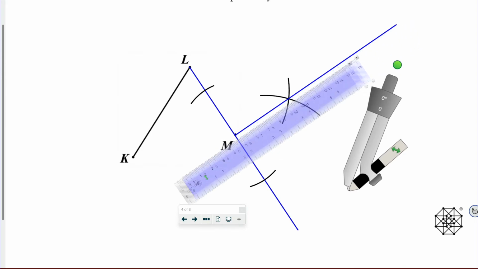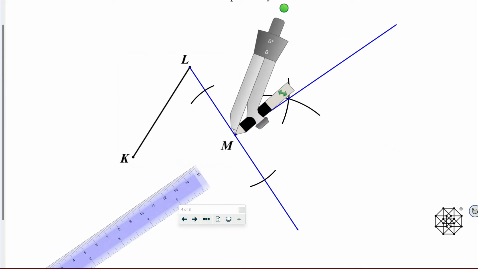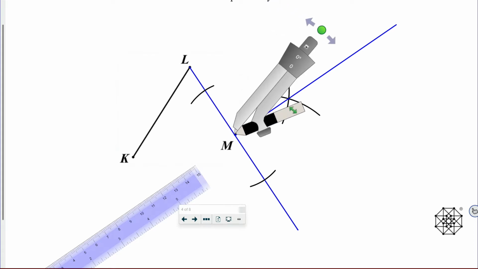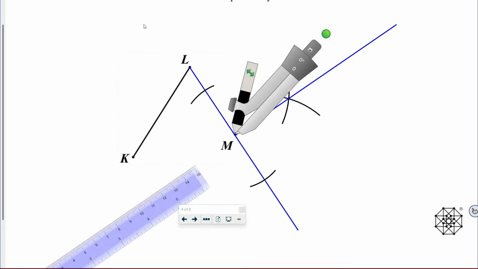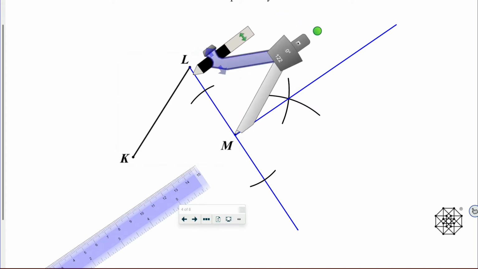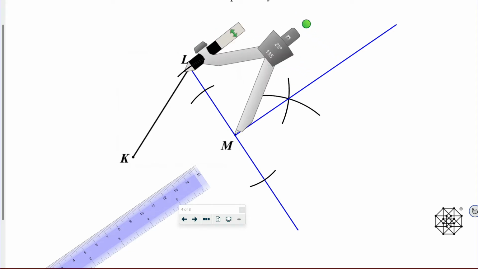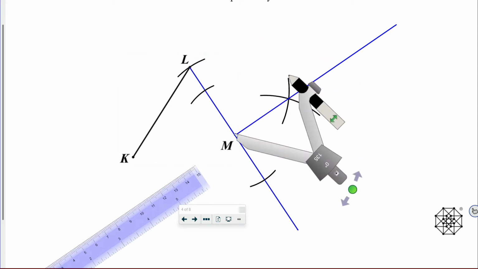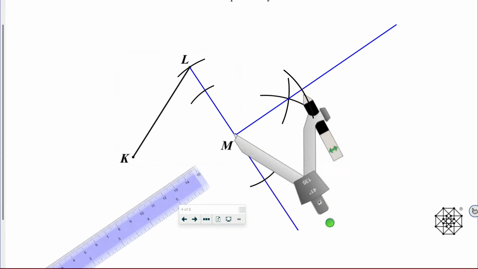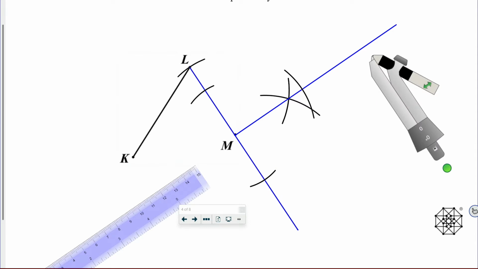Okay, so what we now know is that the image of point L must lie somewhere along that line segment that I just drew. So let's figure out how far L is away. Almost. There we go, not bad. Actually quite good. And there it is. So L prime must be at that location.